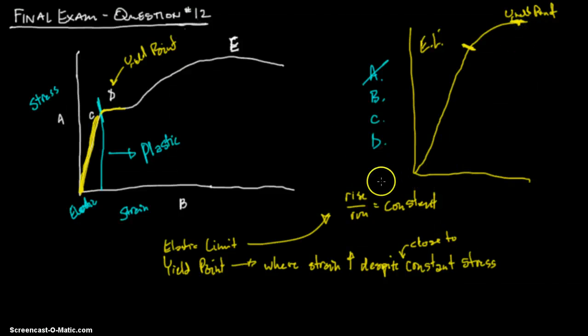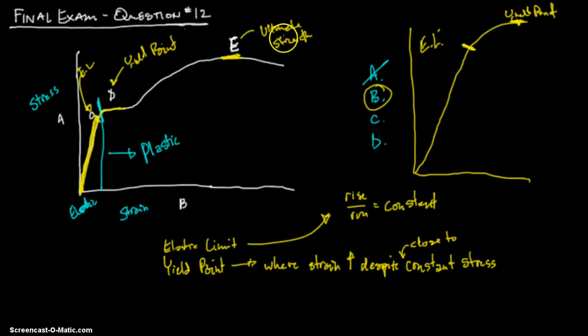Alright, so let's see which one is correct. As I said, this is the yield point, this is the elastic limit. And C is elastic limit. Oh, well there we go. B is the only one that has the elastic limit as letter C. And this is also the ultimate strength. This is the point right here, ultimate strength.